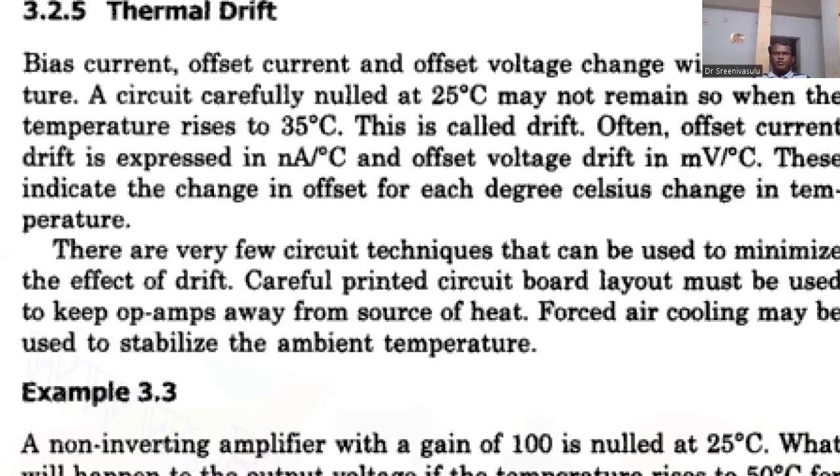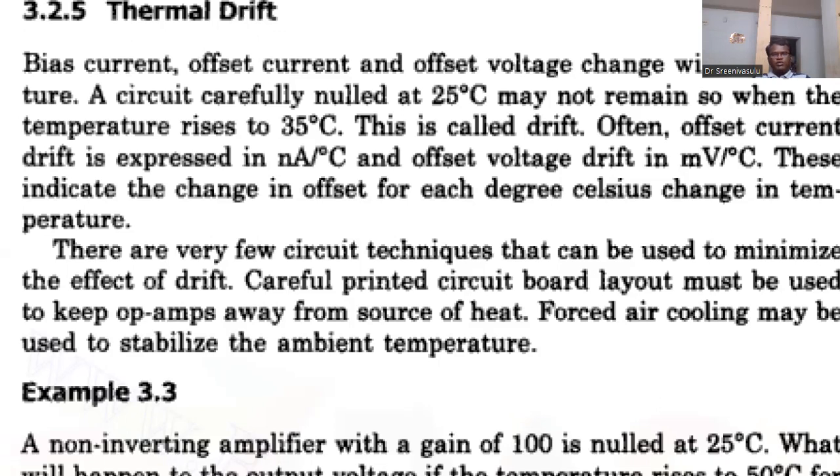Often offset current drift is expressed in nanoampere per degree centigrade. For each degree centigrade, how much the current changes. Offset voltage due to drift is expressed in millivolt per degree centigrade. This indicates the change in offset for each degree Celsius change in temperature. So we also need to consider it in the DC characteristics.